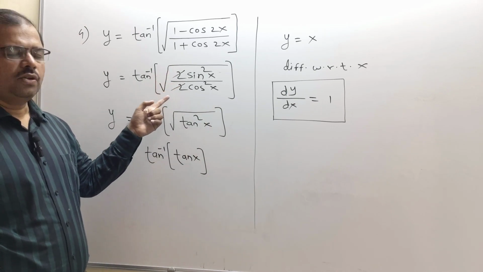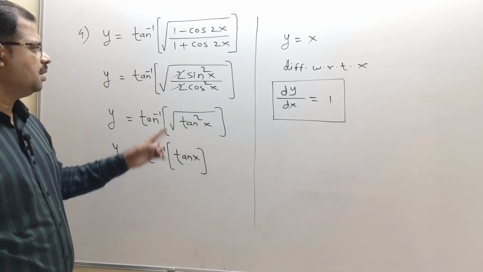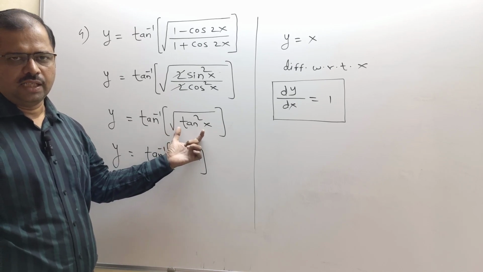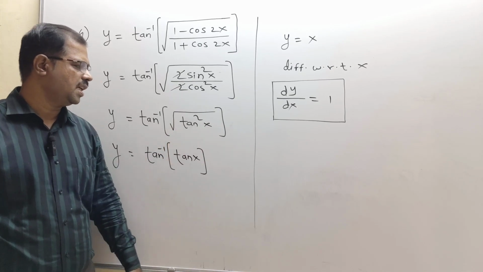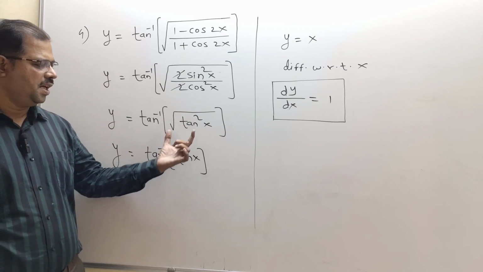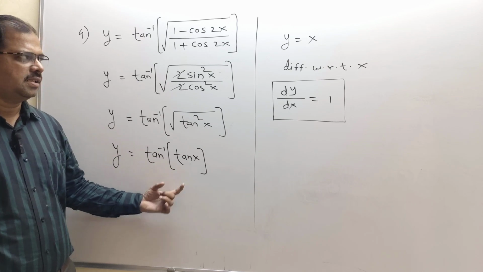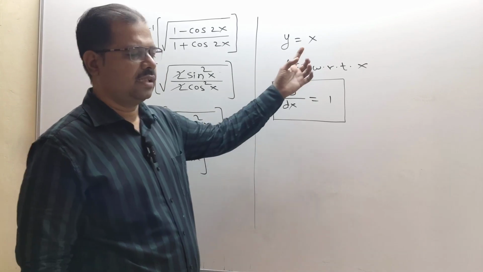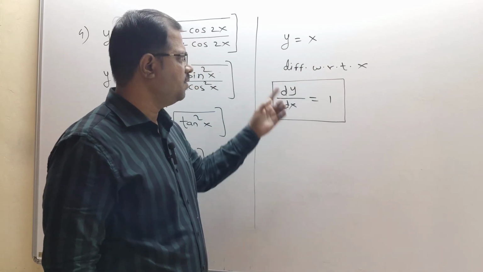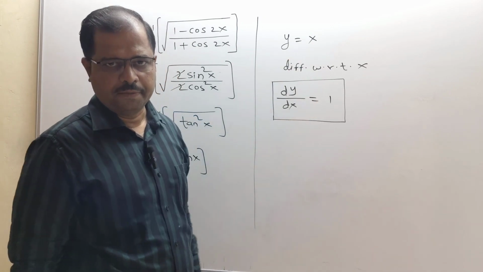Now 2 and 2 get cancelled in numerator and denominator. The remaining is root of sine square x upon cos square x, which means tan square x. Root and square cancel each other, remaining is tan x. Now tan inverse and tan get cancelled, y is equal to x is the remaining function. Therefore differentiate with respect to x, dy by dx, the derivative of x is equal to 1.